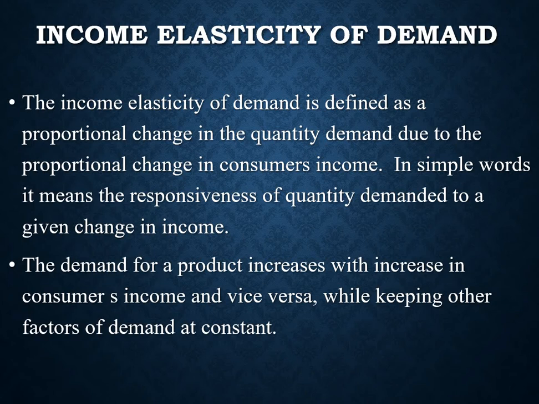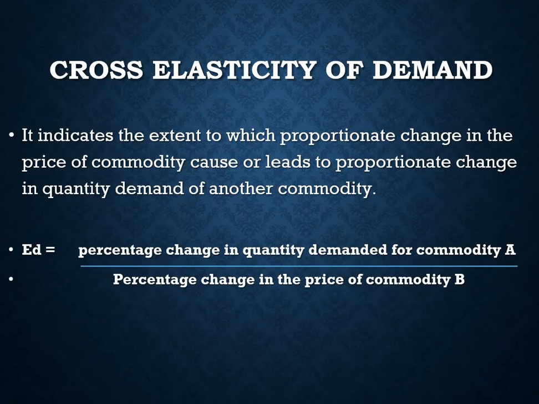Next is cross elasticity of demand. It indicates the extent to which a proportionate change in the price of one commodity leads to a proportionate change in the quantity demanded of another commodity. It means a change in the price of one commodity leads to a change in the quantity demanded of another commodity.